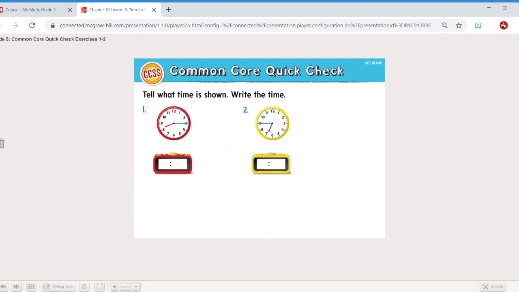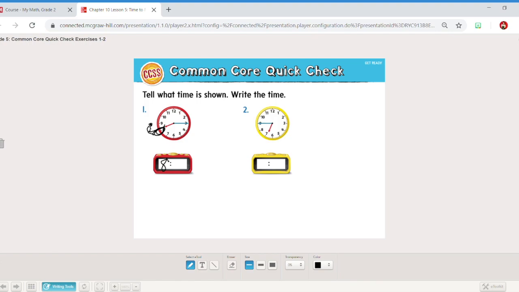Now let's do our Common Core quick check. There are 3 quick questions here. The first one says, tell what time is shown. Write the time. Well, when we're telling time, I like to start with that hour hand. And remember, if it's pointing somewhere in between 2 numbers, it's going from the smaller number to the bigger number. It's not quite the bigger number yet. So you're going to say it is 8 o'clock.